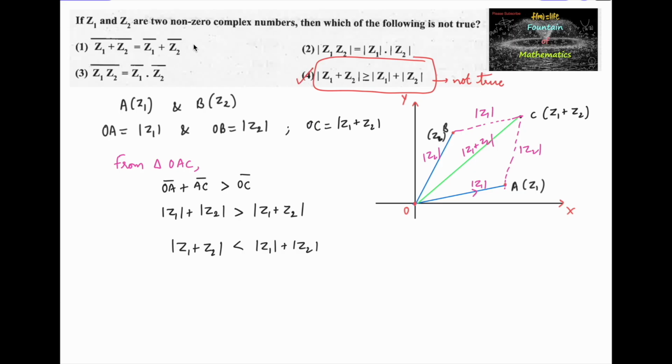But obviously the first, second and third are the properties of complex numbers. The conjugate of z1 plus z2, z1 plus z2 bar, is equal to z1 bar plus z2 bar, it is correct. And mod of z1 z2 is equal to mod z1 into mod z2, and conjugate of z1 z2 is equal to conjugate of z1 dot conjugate of z2. So all the three options are correct, but the fourth option is not correct.